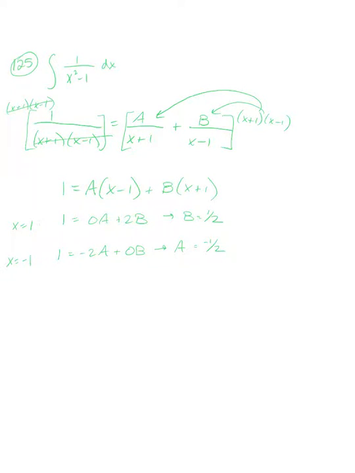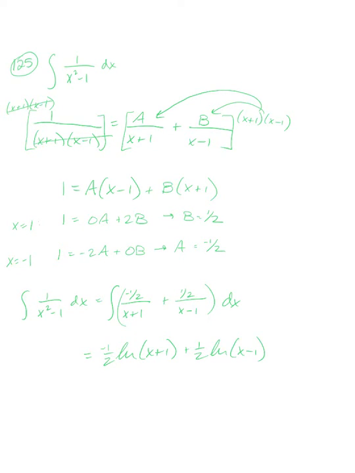So I'm going to take my integral, 1 over x squared minus 1 dx, and rewrite it as the integral of a over x plus 1, negative 1/2 over x plus 1, plus b, 1/2 over x minus 1, dx. So this becomes negative 1/2 ln of x plus 1 plus 1/2 ln x minus 1 plus c.